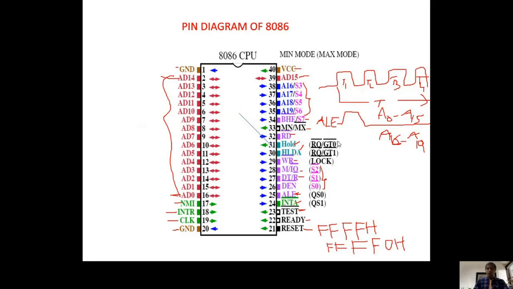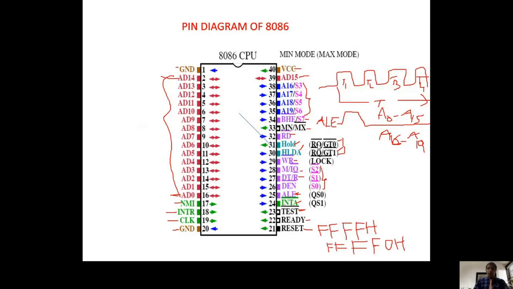Coming to maximum mode, in that also first we will see RQ bar by GT0 bar and RQ bar by GT1 bar. The functioning of RQ bar by GT0 bar and RQ bar by GT1 bar is similar to the functioning of HOLD and HLDA in minimum mode. So here also these two pins are used by an external master to access the processor system bus. But here, at a time two masters can request the processor for accessing the system bus because of two pins, request/grant 0 and request/grant 1. Like that, two external masters can request the system bus.